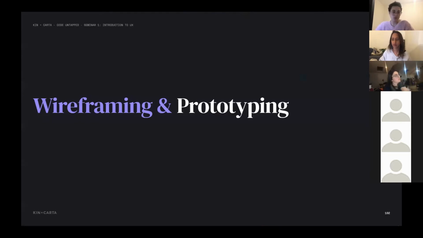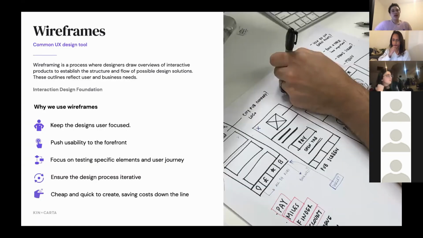So what's a wireframe? So wireframing is a process where designers draw overviews of interactive products to establish the structure and flow of possible design solutions. These outlines reflect user and business needs. So not dissimilar to an architectural blueprint, a wireframe is a two-dimensional skeletal outline of a web page or app. As a wireframe usually represents the initial product concept with styling, color, and graphics kept to a minimum.